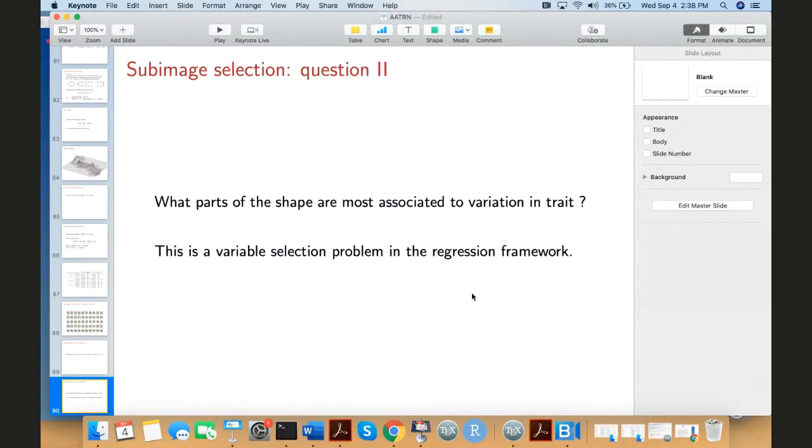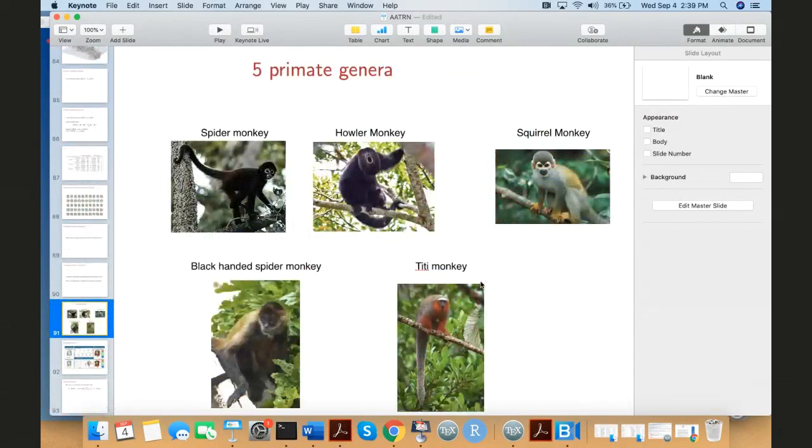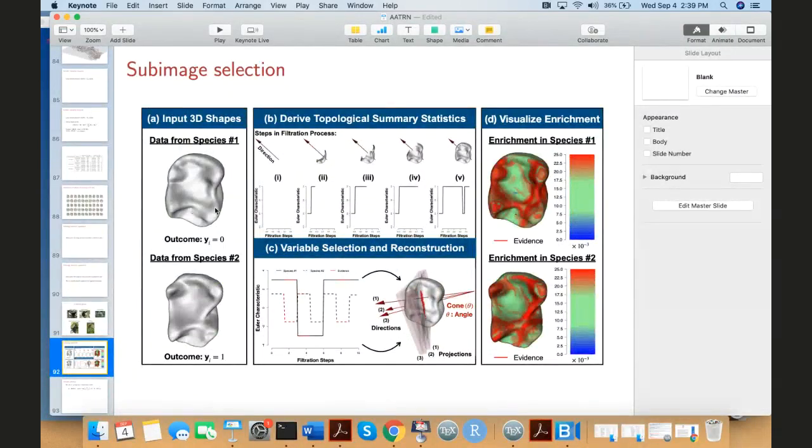Okay, so this is a notion of the variable selection problem, and it's again a regression framework. And these are five different monkeys, anyways. We have a paper on bioRxiv. We call our method Sinatra because it's smooth. I'm joking, kind of. Let's say this is species 1, and let's say species 2. I call this class 1, class 2. So what I do is I run through the shape, and I get this.